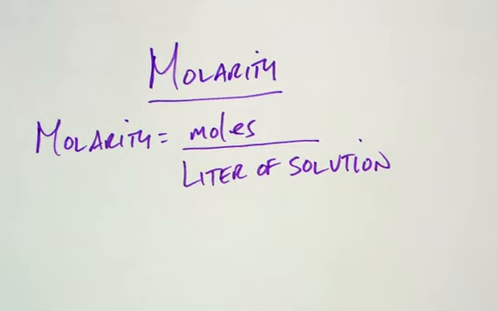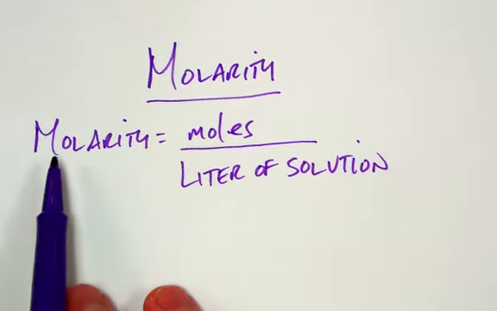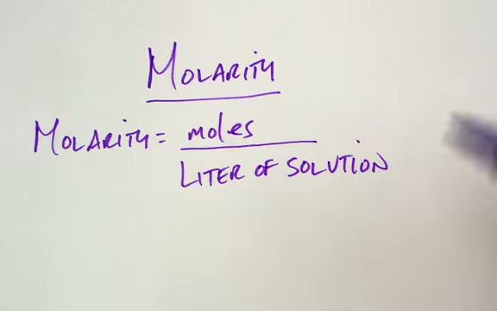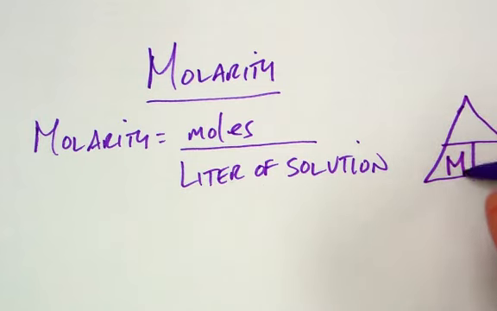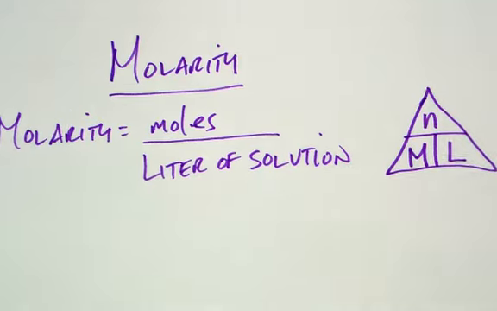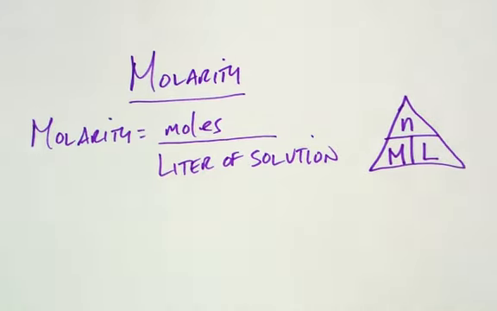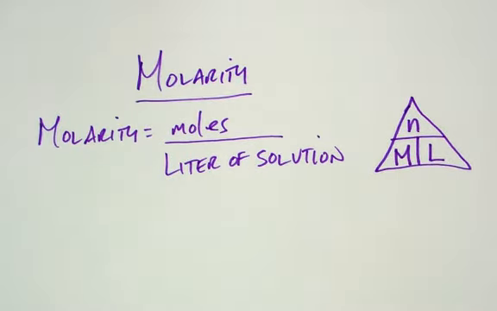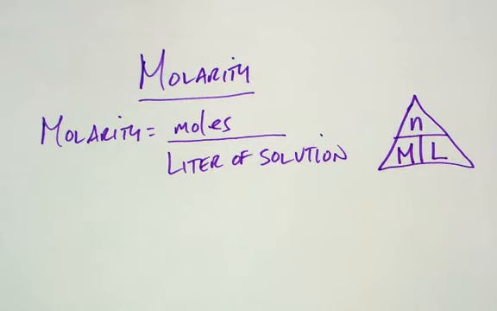And so, since this is a three-variable equation, we can do our little triangle trick. Put capital M for molarity, N for moles, and L for liters. So this is a real key idea, and anytime that chemists want to make a certain solution, they need to use this idea about molarity. It's very, very common.